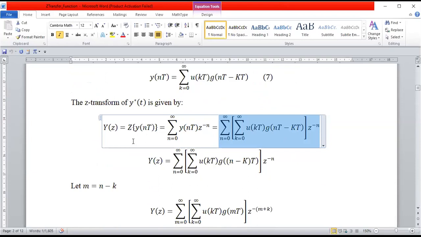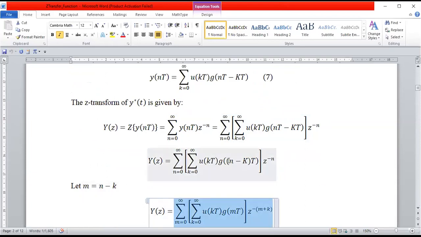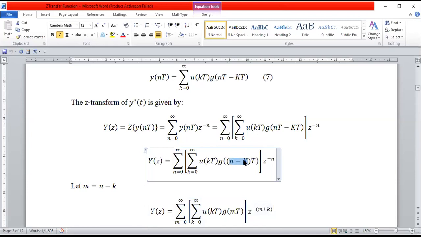The next step is to collect like terms. T is common to both, and so it translates into this. Then if we let m equal n minus k, this function over here becomes this. So m is equal to n minus k, and we arrive at this: n minus k becomes m. Then if you make n the subject of the formula, n becomes m plus k, so you have m plus k here.